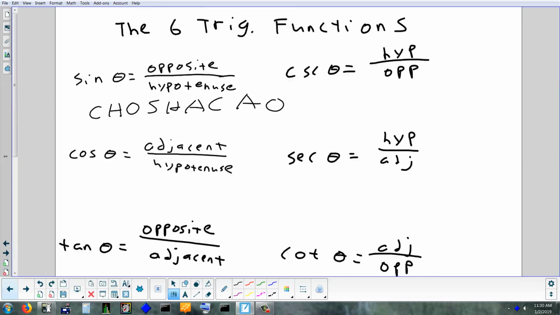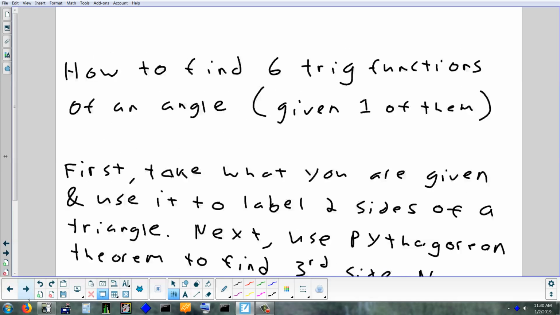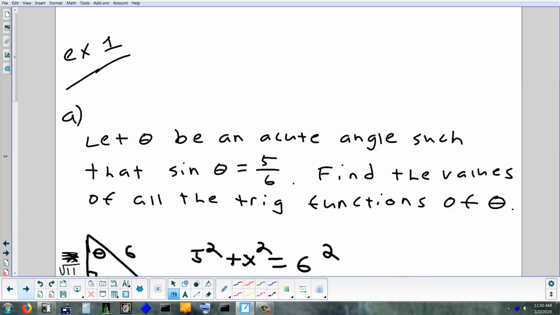It doesn't even make sense anyway. Don't even bother about it. Just go with SOH-CAH-TOA, because CHO-SHO-CAO sounds like something I would do. All right.